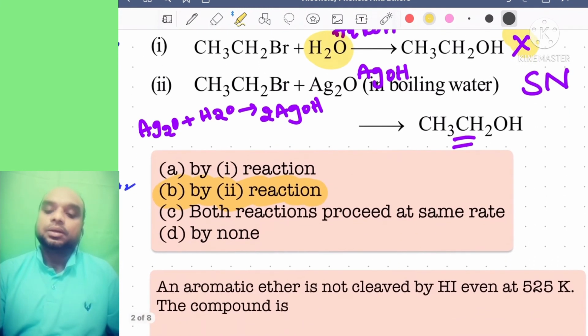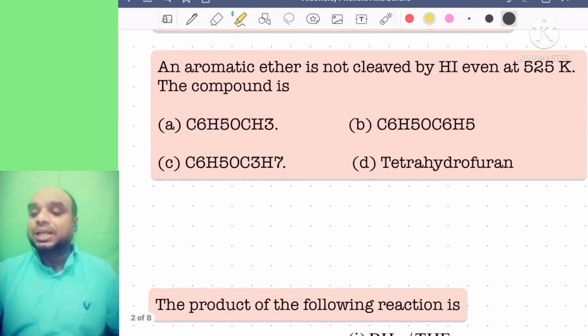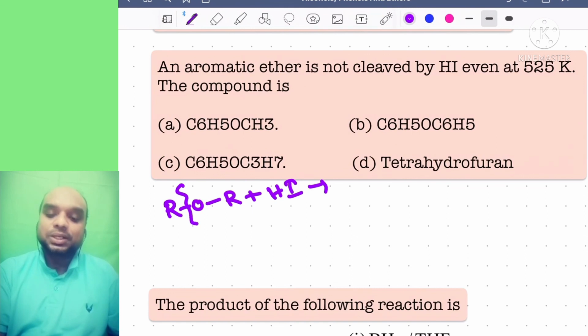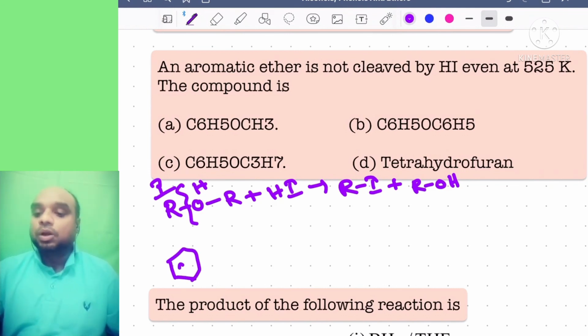Next, an aromatic ether is not cleaved by HI even at 525 Kelvin. The compound is what? Any ether, when it reacts with HI, undergoes bond cleavage: H and iodine add, giving R-I and alcohol. But for an aromatic compound like this, they say it is not cleaved by HI even at high temperature.